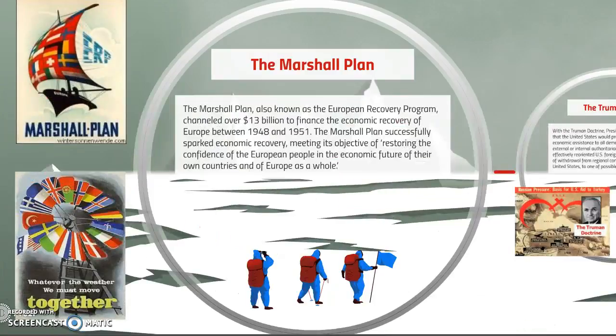The Marshall Plan. The Marshall Plan was also known as the European Recovery Program that channeled over $13 billion to finance the economic recovery of Europe between 1948 and 1951. The Marshall Plan successfully sparked an economic recovery, meeting its objective of restoring confidence of the European people in a competent economic future of their own countries, of Europe as a whole.